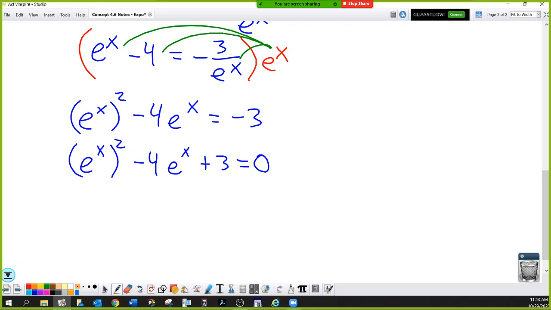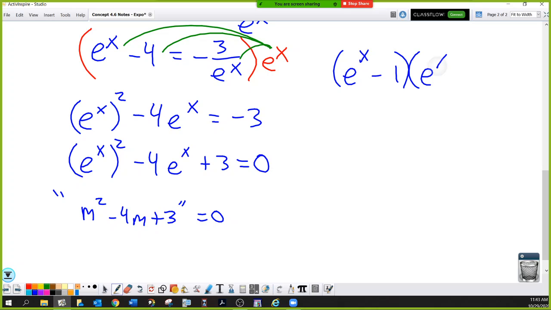Here's what you're thinking, remember? m squared minus 4m plus 3. The two numbers that multiply to 3 and add to -4 are -1 and -3. So we have e to the x minus 1 times e to the x minus 3 equaling 0. That tells us that e to the x has to be 1 and e to the x has to be 3.